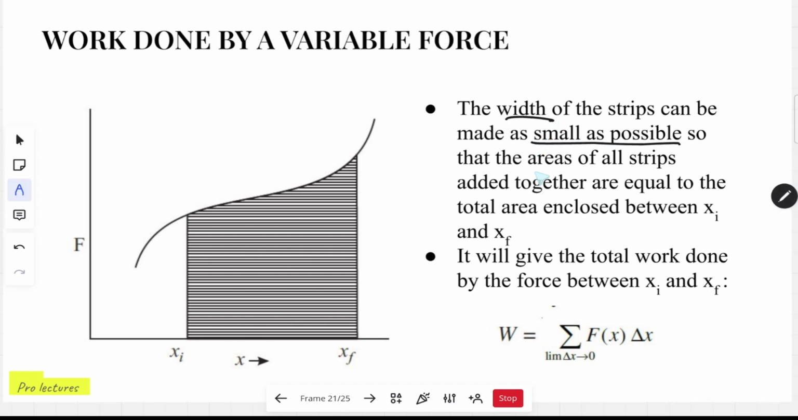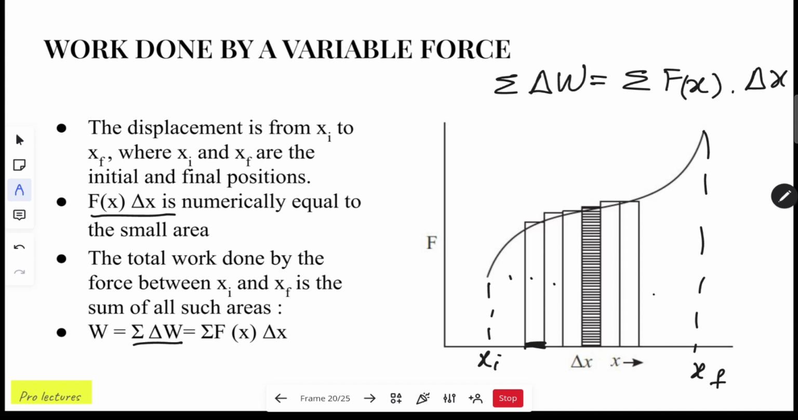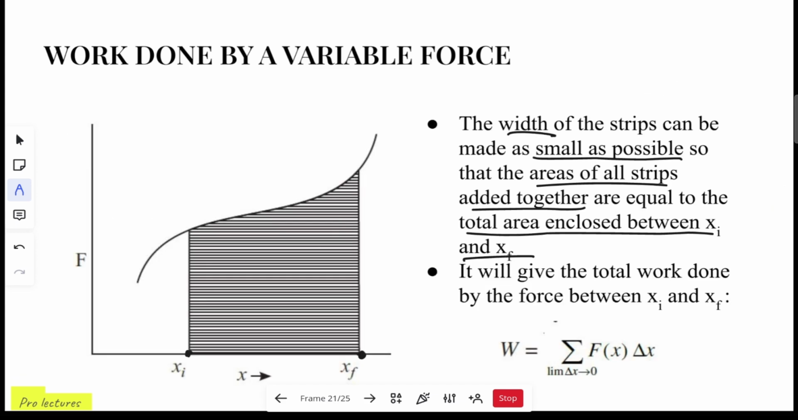The area of all the strips added together will be equal to the total area enclosed between xi and xf. If this length is so small, this can be further divided, however small you can make it. The sum of all the areas of the strips is equal to the total area enclosed, and it will give us the total work done by the force between xi and xf, as work is equal to the summation of f of x del x, limit del x tends to 0. This is the work done by a variable force.